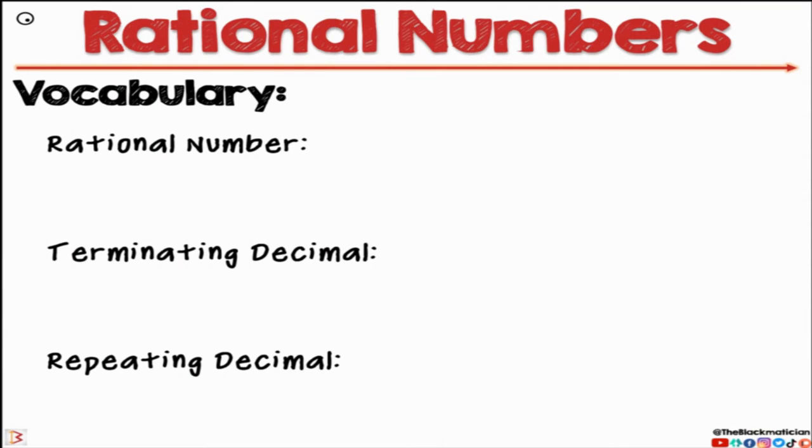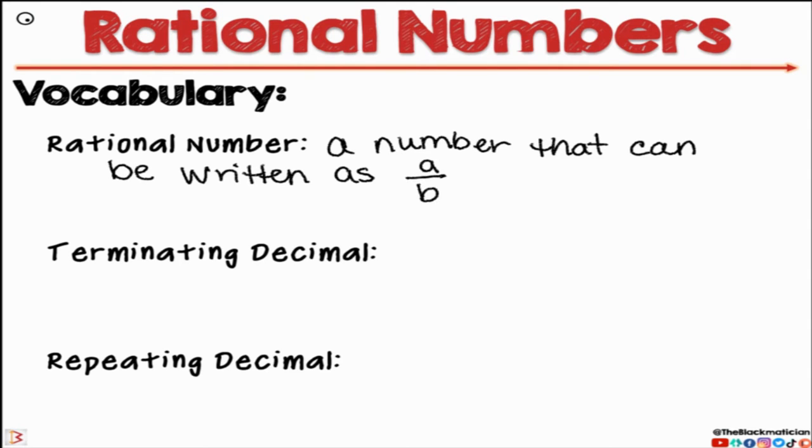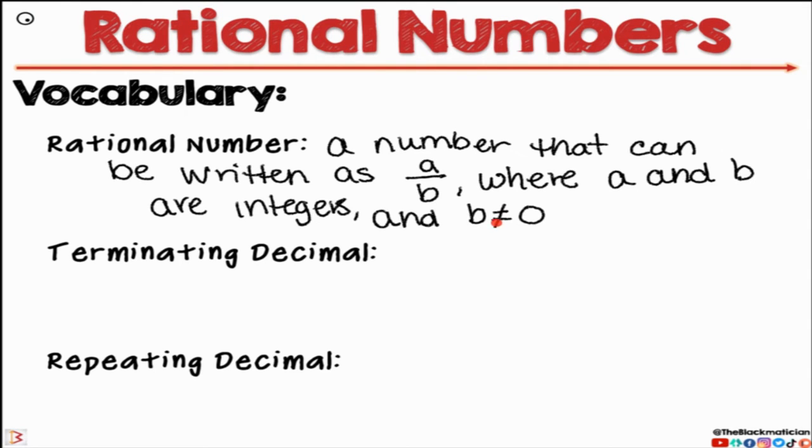That's me. Alright, first things first, what is a rational number? A rational number is a number that can be written as a over b, where a and b are integers and b cannot be 0. This equal sign with the line through it means does not equal. So b cannot be 0. When I say a over b, I mean written as a fraction. So a rational number is a number that can be written as a fraction, where both the numerator and the denominator are integers, but the denominator cannot be 0. An example of this would be 3 over 4.